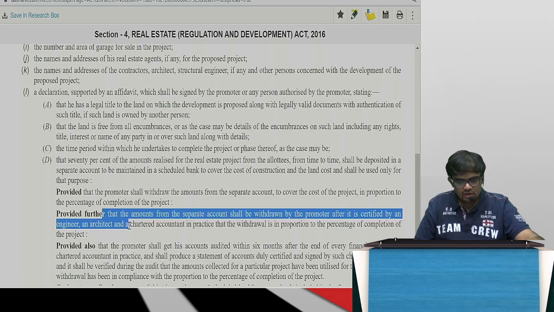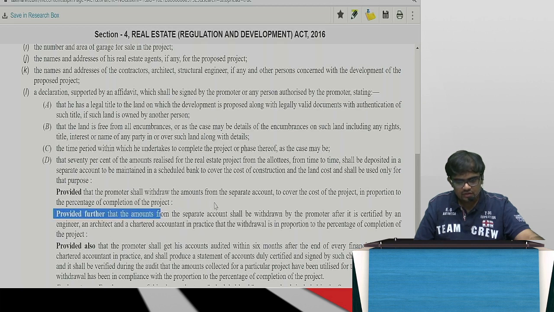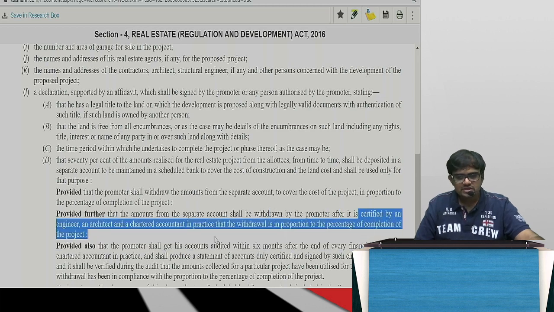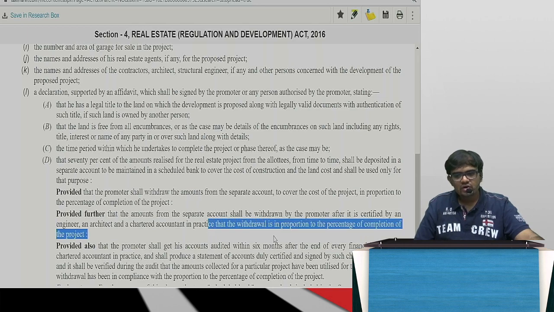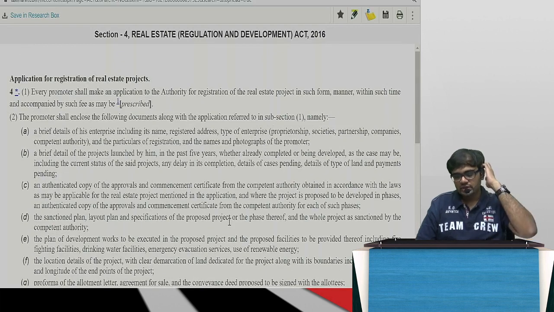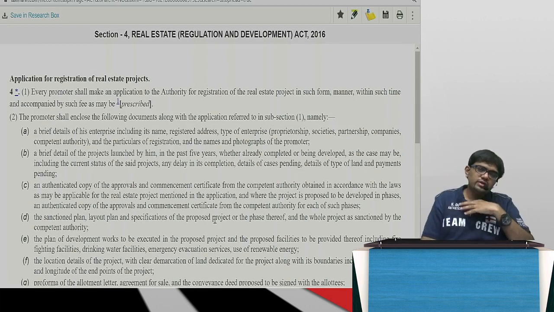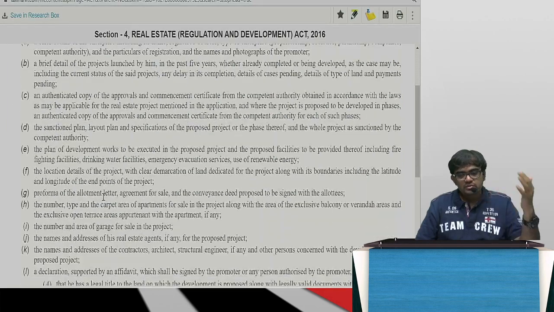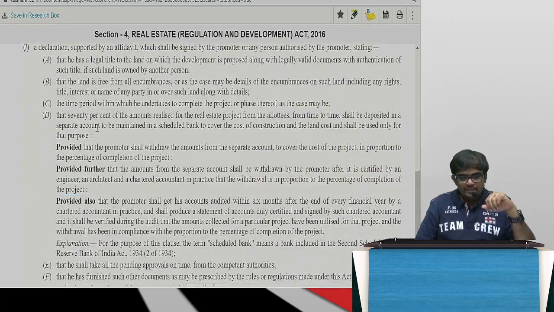Amounts from separate accounts will be withdrawn by the promoter after it is certified by an engineer, architect and CA in practice. The withdrawal is in proportion to the percentage of completion of the project. Basically, the money should be registered and the account should be registered, and also you should open a bank account, an escrow account, and deposit everything there. However, you can keep on withdrawing. Correct?